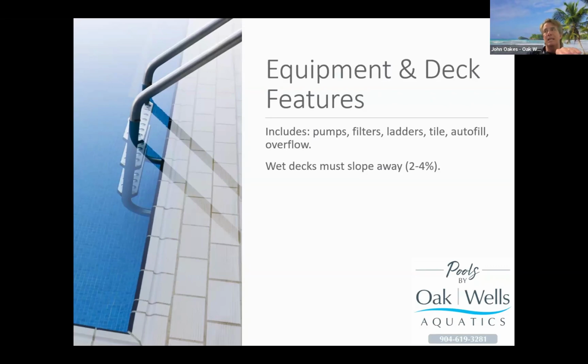The reason that it has to have a 2 to 4% slope away from the swimming pool is we certainly don't want irrigation water or splash water that's been splashed out of the swimming pool and onto the deck washing whatever's on the deck back into the swimming pool. That would be considered a safety feature.